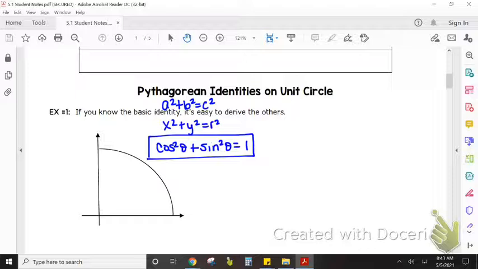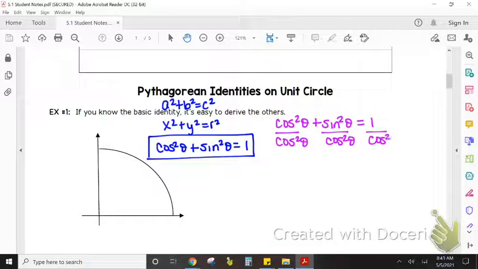Now the next two lines are just manipulations of this equation here. So we start out with the cosine squared of theta plus sine squared of theta equals 1. Now remember, whatever I do to one side of the equation, as long as I do it to the other side of the equation, it makes it true. And what I do to one term, I have to do to all terms. So what if I end up taking all of these and I divide them all by cosine squared? So when I do that, I get 1 plus sine squared over cosine squared.